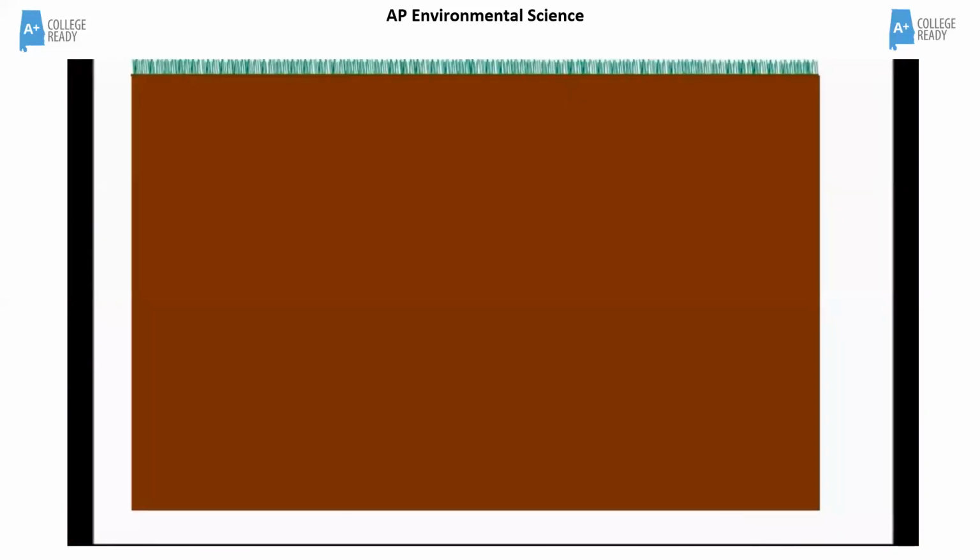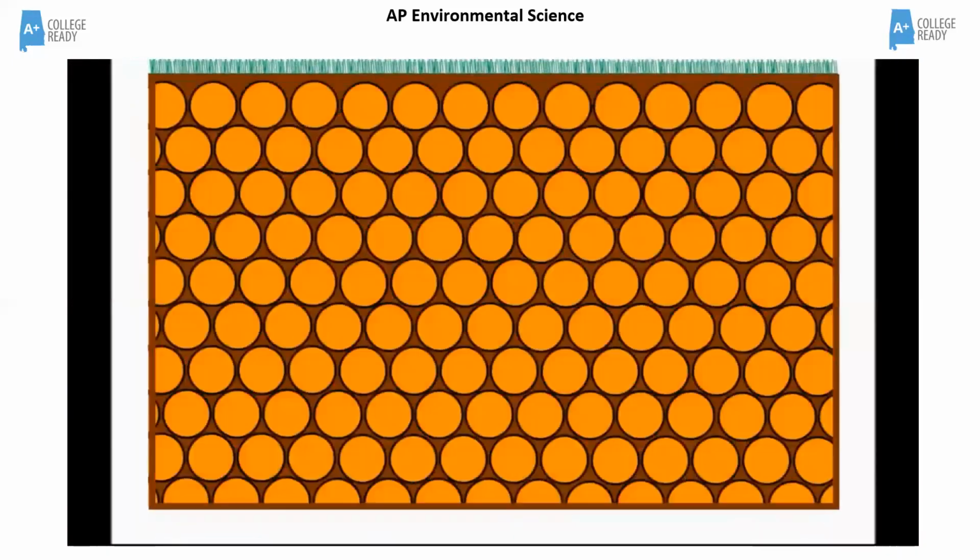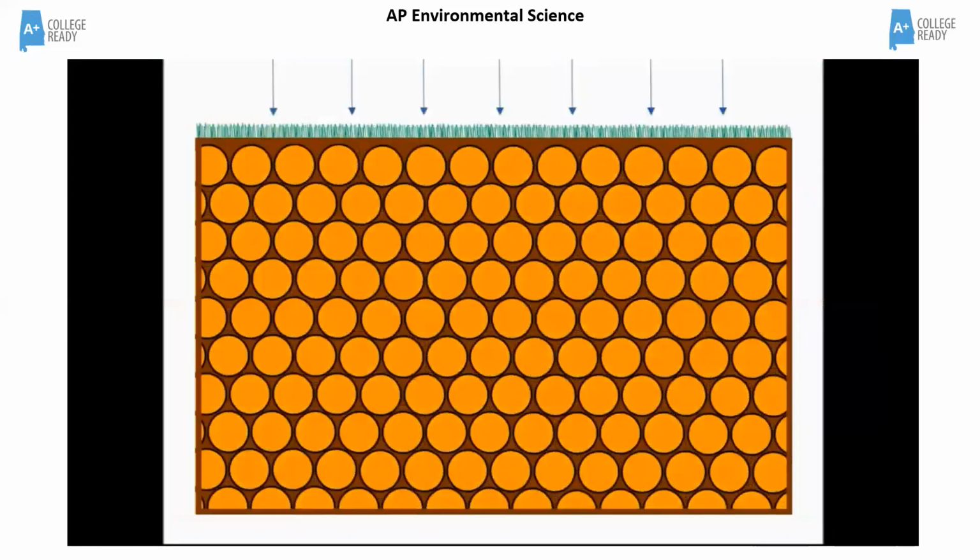Soil particles can be of different sizes. Some are large, while others are small. Large particles have larger void spaces through which water can flow easily. They have high permeability.